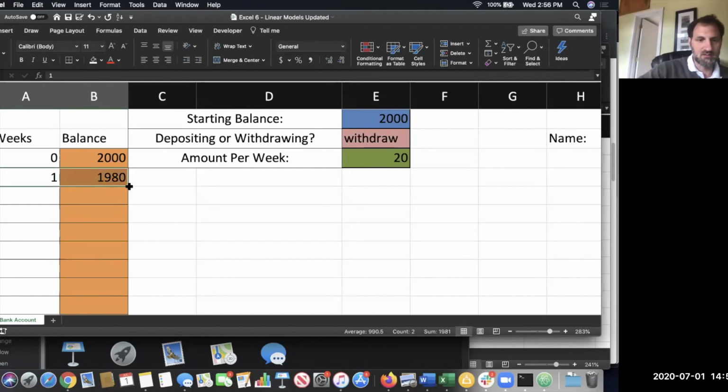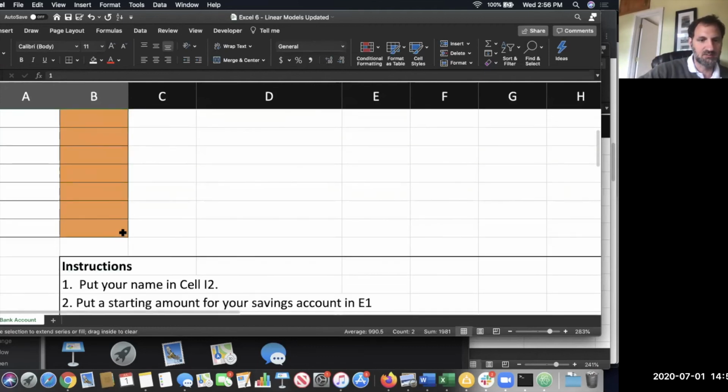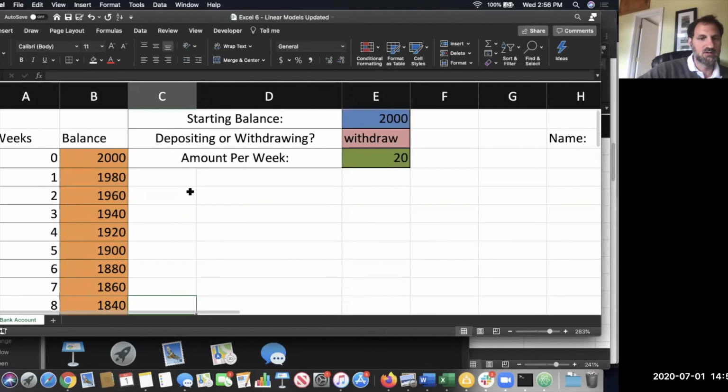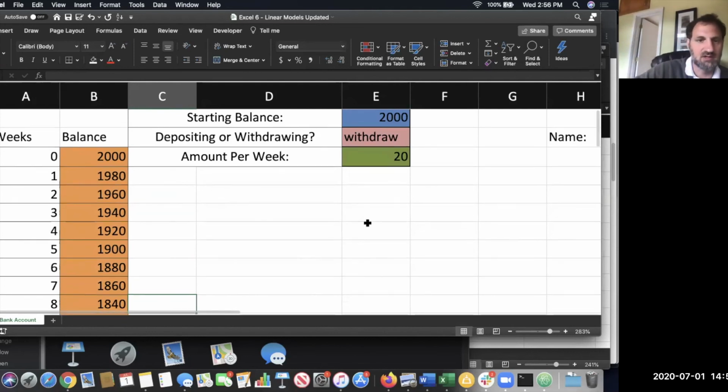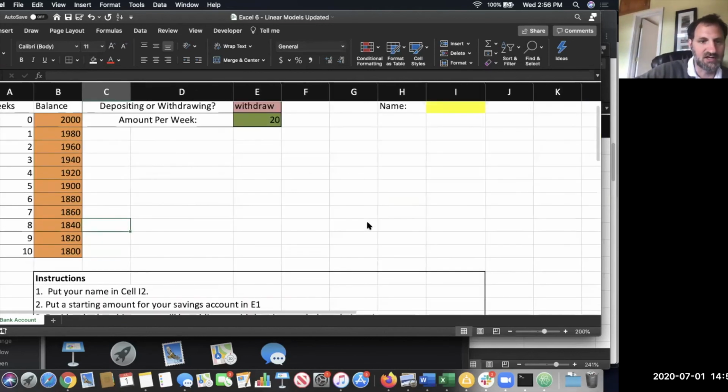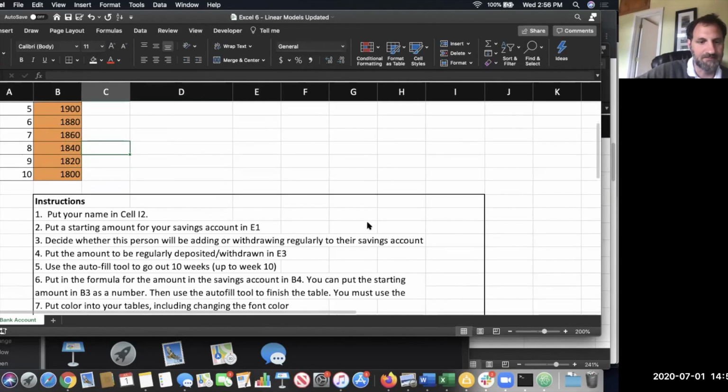Again, from there, that's really all you have to do. You don't have to keep typing this over and over again. Use autofill, go down to the bottom of the table, boom. Then the video shows you how to highlight that, make a graph. I've done that in class a couple times, but I don't expect you to remember that. So use the video to help you make a little graph for that.